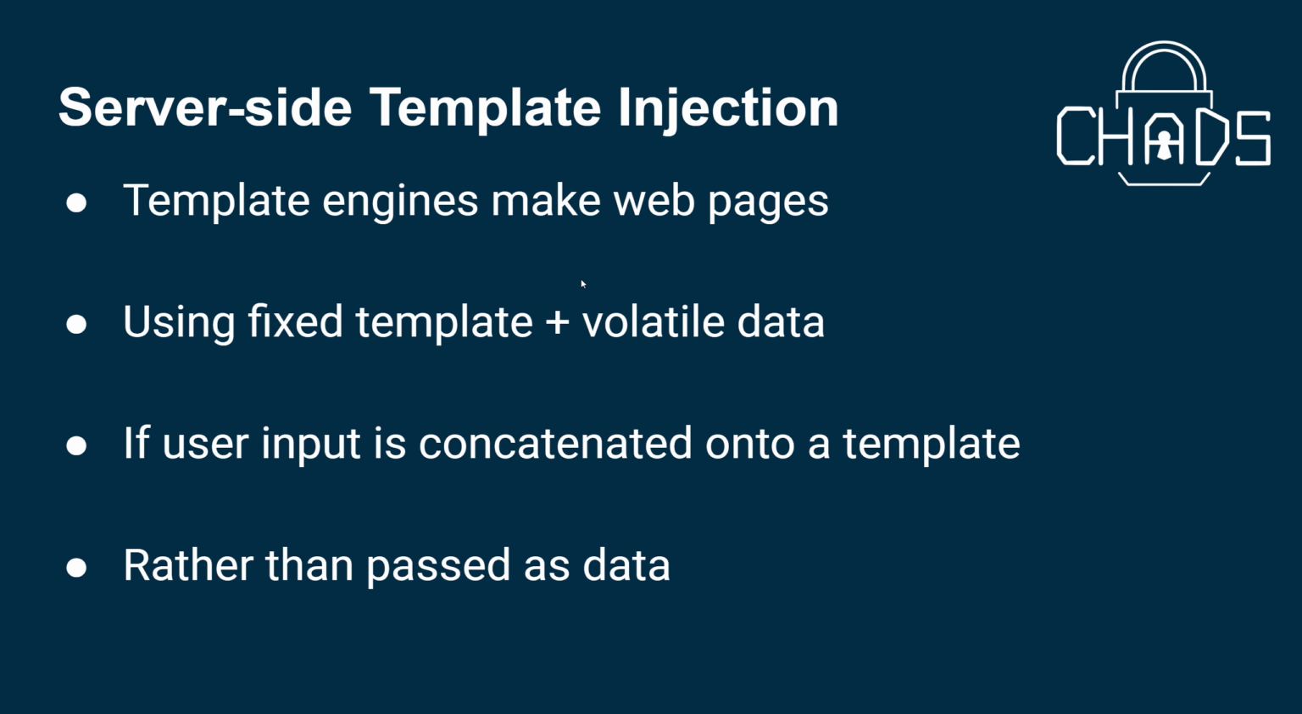Okay, and then there's server side template injection, which is also another form of injection. So the same kind of visual here applies. With template engines, you make web pages with fixed templates, and then you have data, which is not always consistent. When you have user input, which is supposed to be the data, for example, hello user, the user being your username is volatile data. But the hello part is quite fixed.